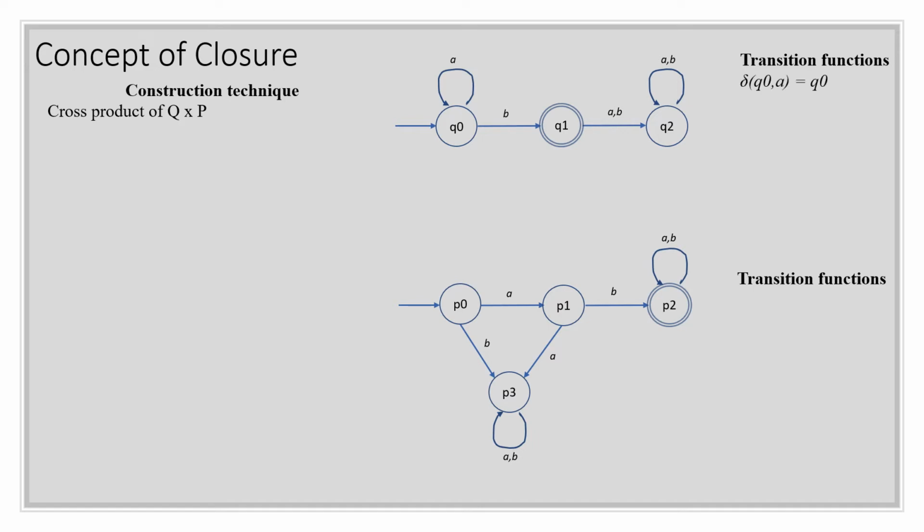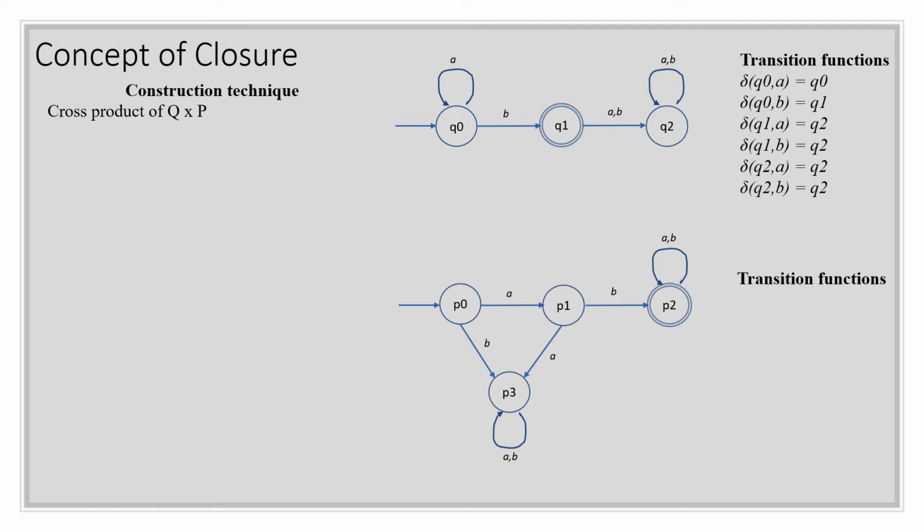All right, so look at our first DFA up here. It has three states: one initial state and one final state. The second DFA has four states: one initial state and one final or accepting state. The transition functions for the first DFA are: Q0 with an A, you stay in Q0. Q0 with a B, you move to Q1. Q1 with an A, you move to Q2. Q1 with a B, you go to Q2. And Q2 with an A or a B, you stay in Q2.